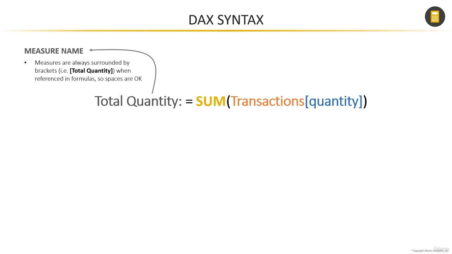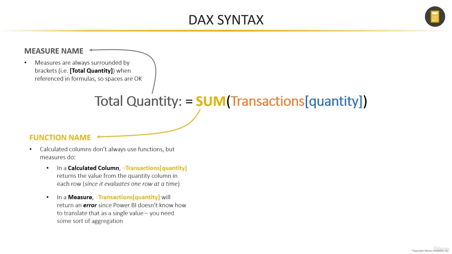Now, the component immediately following the equal sign is the function name. Now, interesting note here, calculated columns don't require functions, but measures do. So a calculated column could have what's called a naked reference, meaning it points to a column on its own, not an aggregated version of that column. And that's okay because calculated columns evaluate row by row by row. So you could create calculations for things like discount price, like the way we practiced in the query editor, where you're essentially taking the value from another column, like retail price, and applying some sort of aggregation against it.